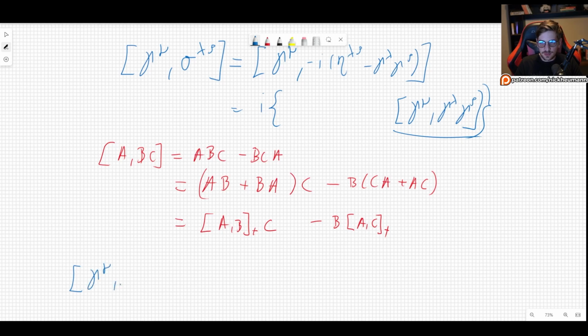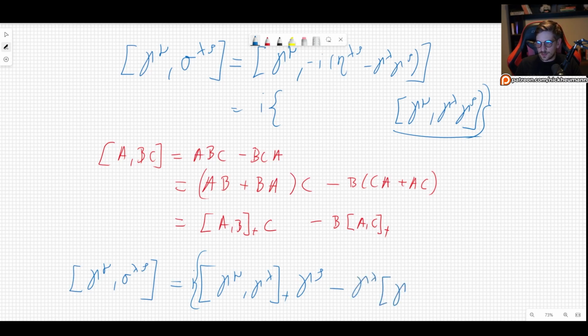So we have gamma mu, sigma lambda rho. So now let's plug it in. So we have i times gamma mu, we will have here the anti-commutator of gamma mu, gamma lambda, times gamma rho, minus gamma lambda, times the anti-commutator of gamma mu, comma gamma rho.